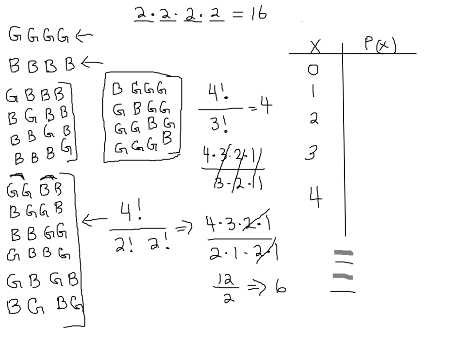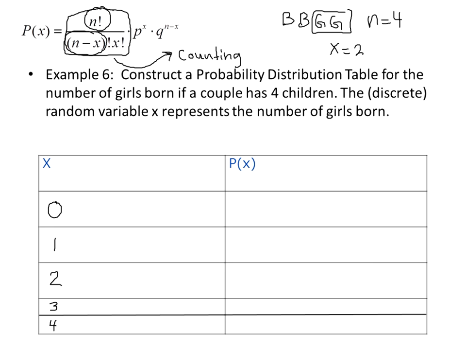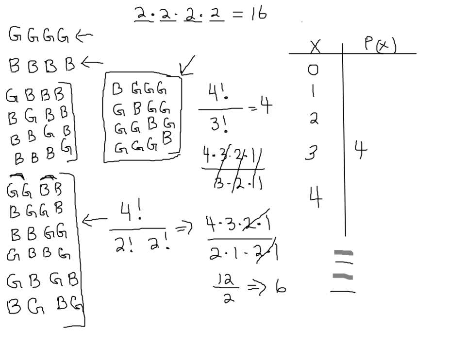So I'm going to go ahead and put all the possibilities on here. This one was for 3 girls, so that happened 4 times. I'm going to put a 4 here, writing down what the counting part of the formula gives us. So we had a 4 when x equals 3 girls. And then we have a 6 when x equals 2 girls. That's just counting how many ways that can happen.